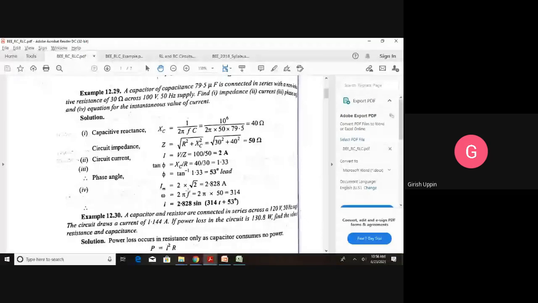Now what is the equation for the instantaneous value of the current? I is equal to Im, that is 2.828 sine of omega t, that is 314t, plus phi. Phi is 53 degrees. So this is represented in units of amperes.